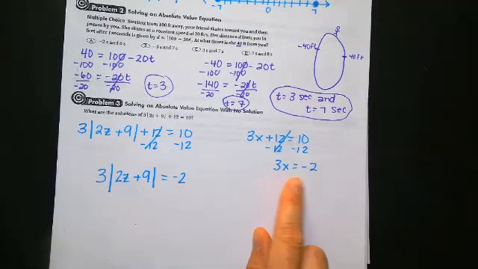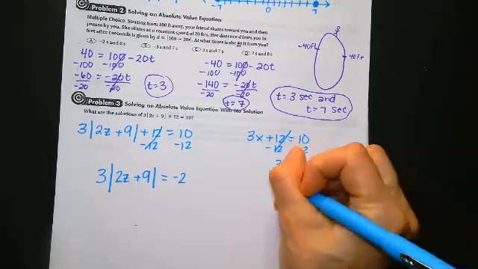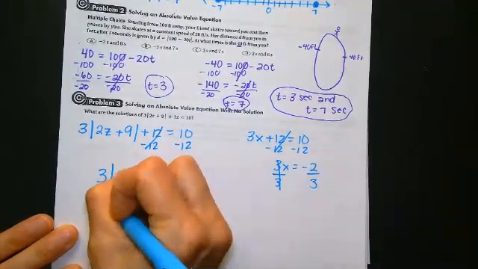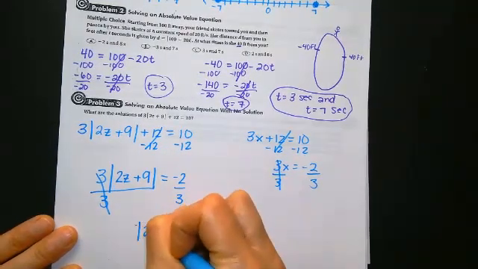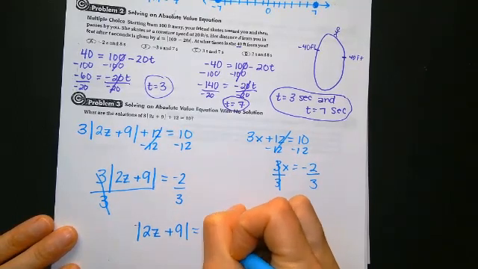Now, we're going to do the same thing. If we were to solve this one, what would we do next? We would divide by 3, right? So we would divide by 3 and divide by 3. That's what we're going to do here, divide the 3 out. So now we have the absolute value of 2z plus 9 equals negative 2/3.